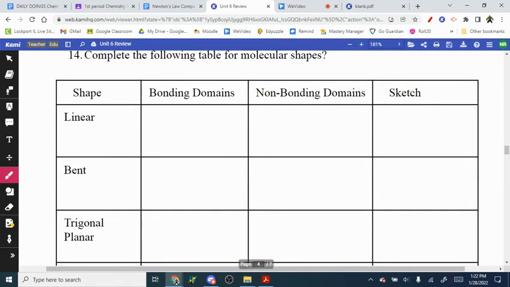Your bonding domains. When you have a linear shape, that means you have 2 bonding domains, 0 non-bonding domains. I'm not going to sketch it out, but that's going to be the 3-dimensional model of that. So linear has 2 atoms bonded to the central atom, 0 lone pairs. Bent is going to be similar to that. It's going to have 2 atoms bonded to the central atom and 1 or 2 lone pairs.